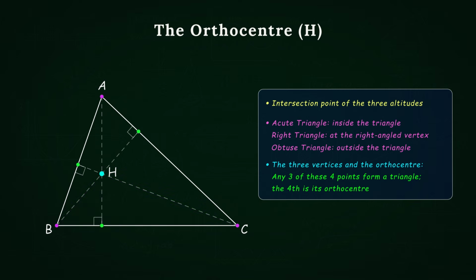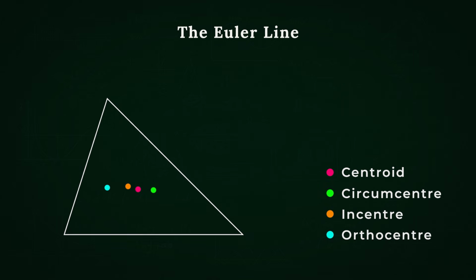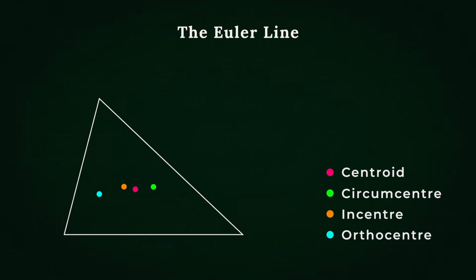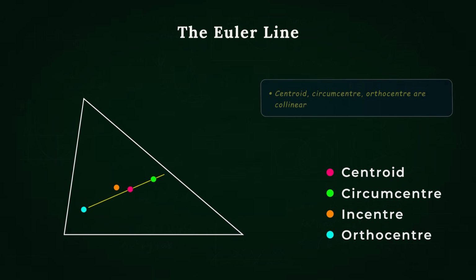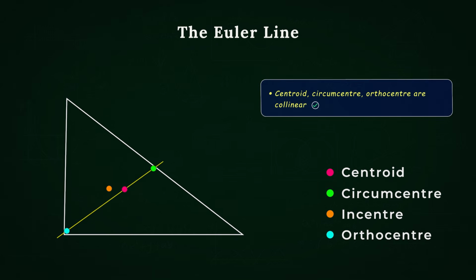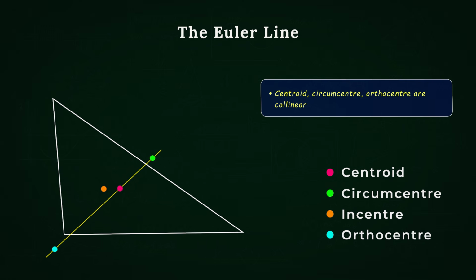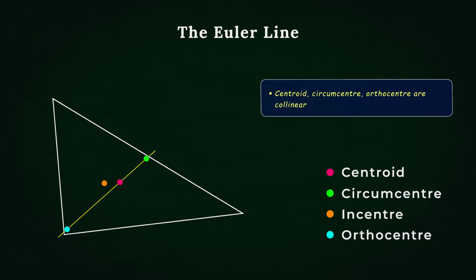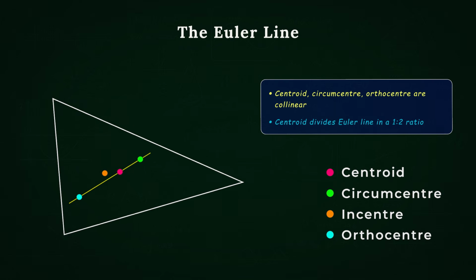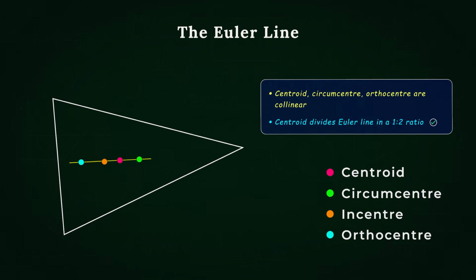Now that we've covered the 4 centres of a triangle, let's take a step back and look at them together. Something interesting appears when we connect them. We find that no matter what shape the triangle is, the centroid, circumcenter, and orthocentre always lie on a straight line called the Euler line. Moreover, the centroid divides the segment between the circumcenter and the orthocentre in a ratio of 1:2.